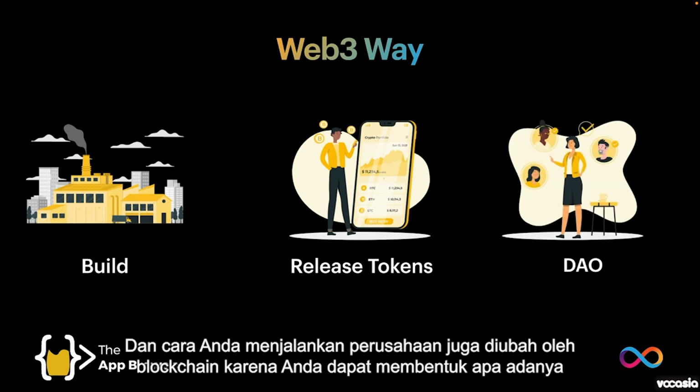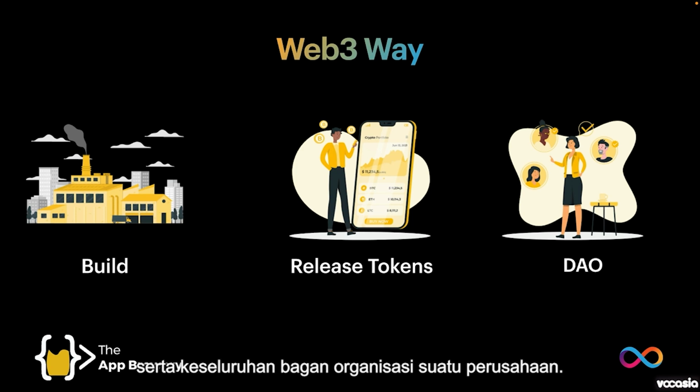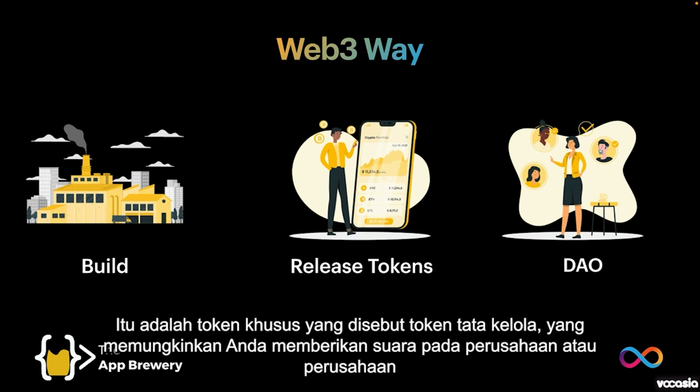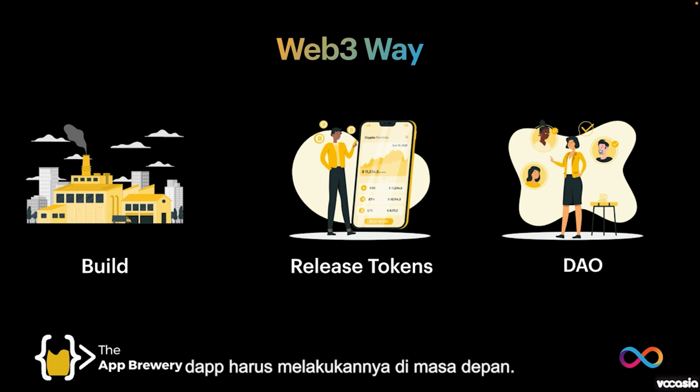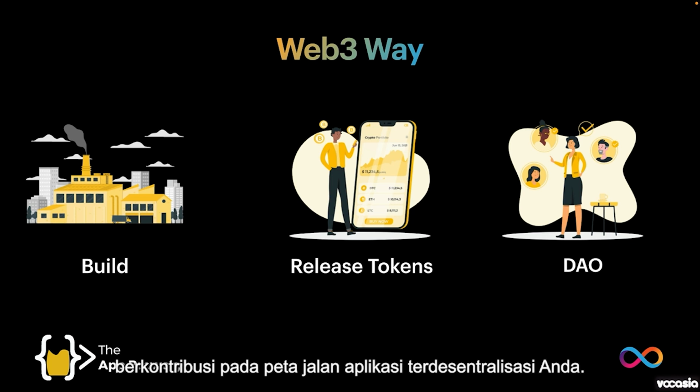And the way that you run your company is also transformed by the blockchain, because you can form what are called decentralized autonomous organizations, which kind of replaces the board of directors as well as the entire organizational chart of a company. So you can have people who are token holders. There are special tokens called governance tokens, which allow you to vote on what the company or the DApp should do in the future. So in these DAOs, you're able to start controlling how the company functions, and you allow users to contribute to the roadmap of your decentralized application.